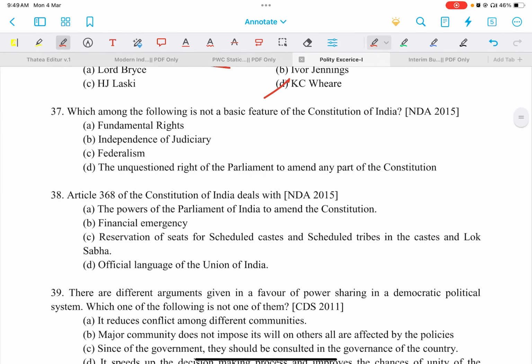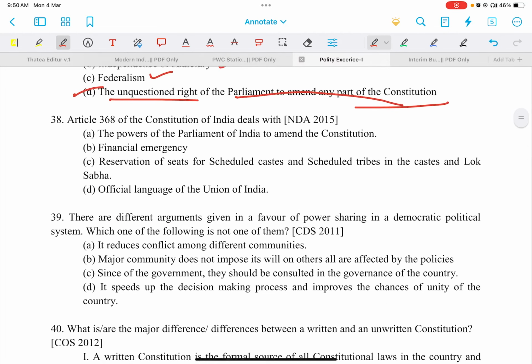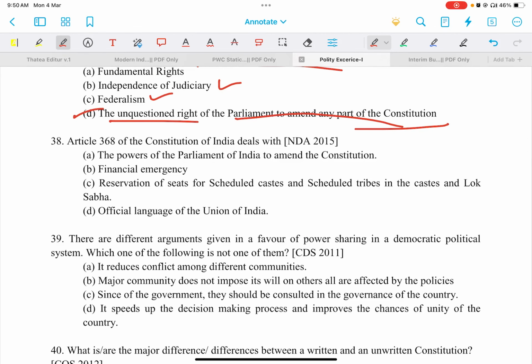Which among the following is not a basic feature of the Constitution of India? Fundamental rights, yes. Independence of the judiciary, yes. Federalism, yes. Unquestioned right of parliament to amend any part of the Constitution is not a basic feature, so D is the right answer. Article 368 of the Constitution of India deals with the power to amend the Constitution.